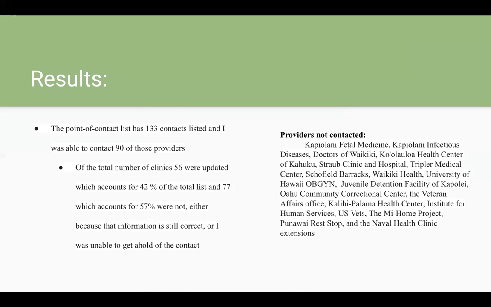And if I was unable to get a hold of the contact, I noted it in the notes just so it wouldn't affect further down the line, just in case they thought it was updated. On the right here, it lists all the providers that I could not get in contact with, which is a good amount. I tried to reach them multiple times, but for some reason, I was just not able to get a hold of them.